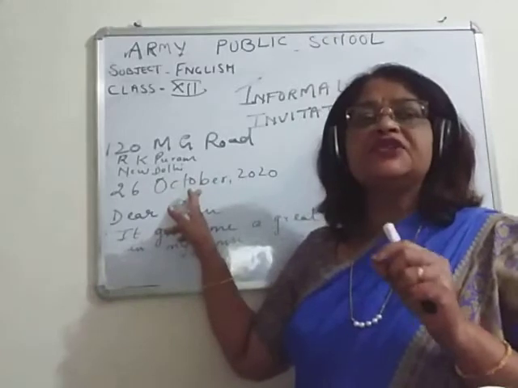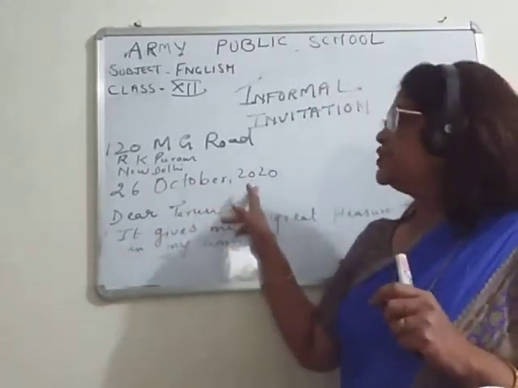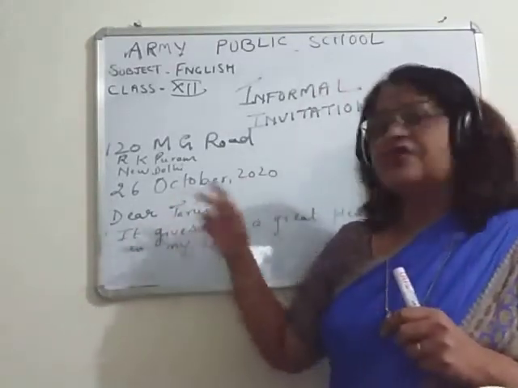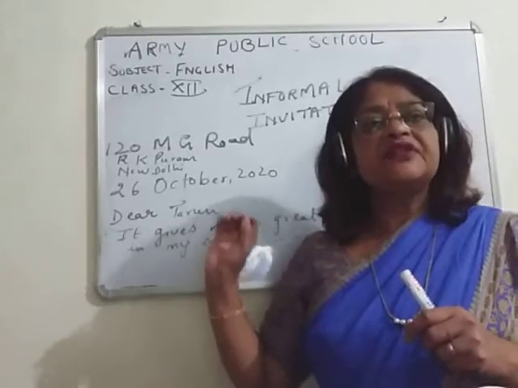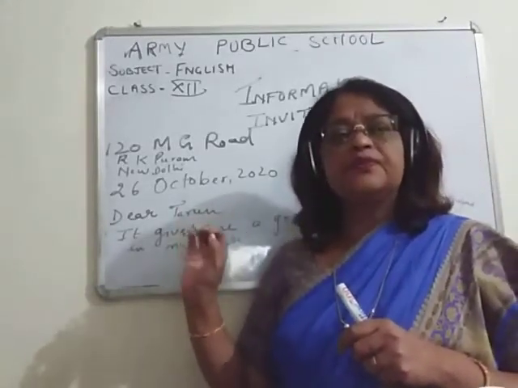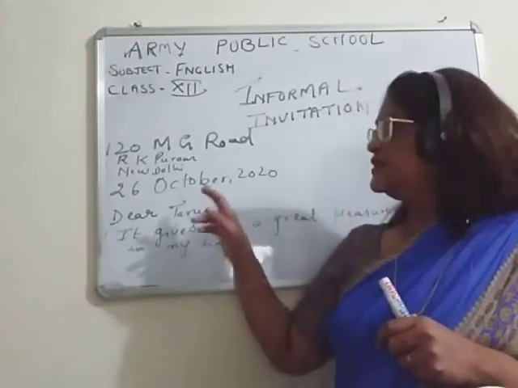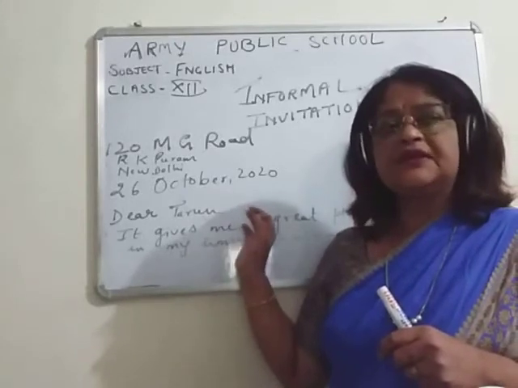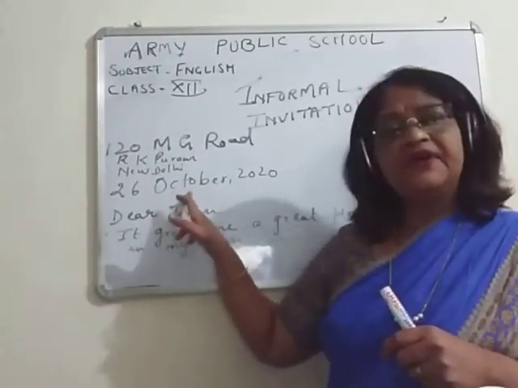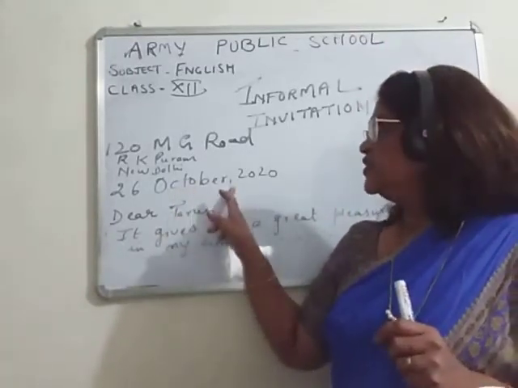You cannot write 26 Oct 2020. People are in the habit of writing in short, and you cannot write like that, children. Also, generally what we usually do in our class work copy is 26.7.20. No, you have to write the name of the month, and that also the full name of the month, and after the month you have to put a comma here.